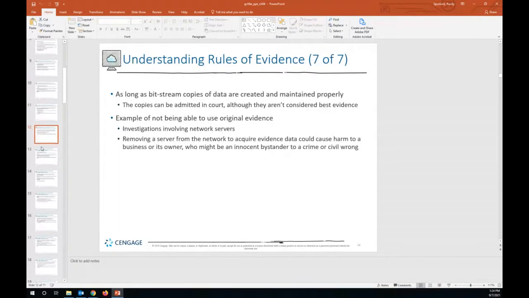Some examples of not being able to use the original evidence: if the investigation involves network servers, or if you remove a server from a network to acquire the evidence data and it would cause harm to a business or its owner, and those may be innocent bystanders to a crime or criminal or civil wrongdoing.